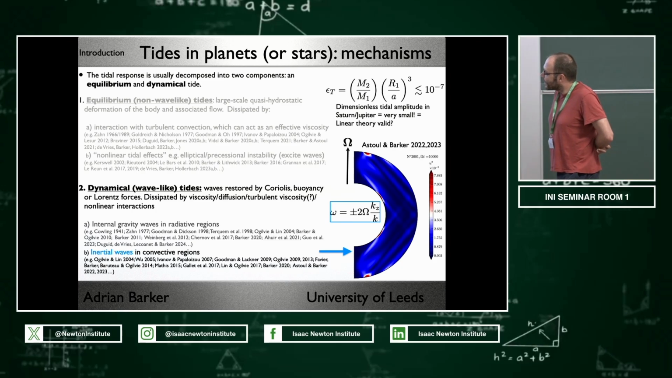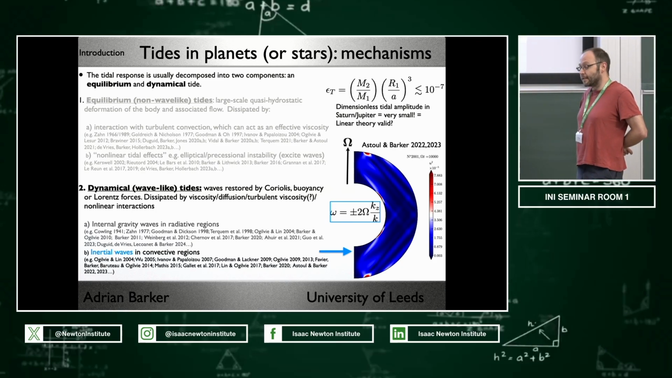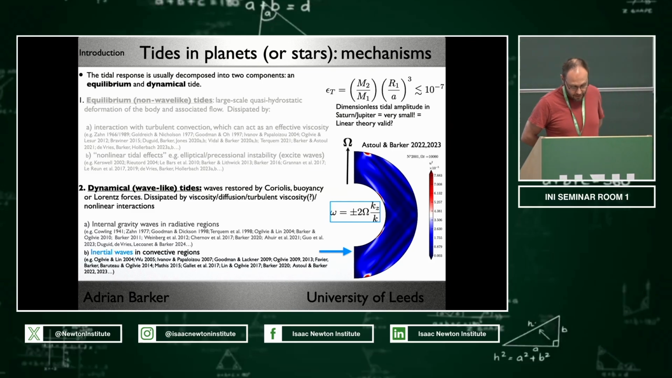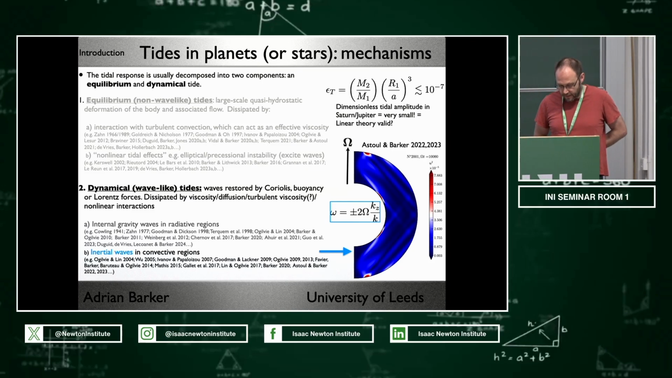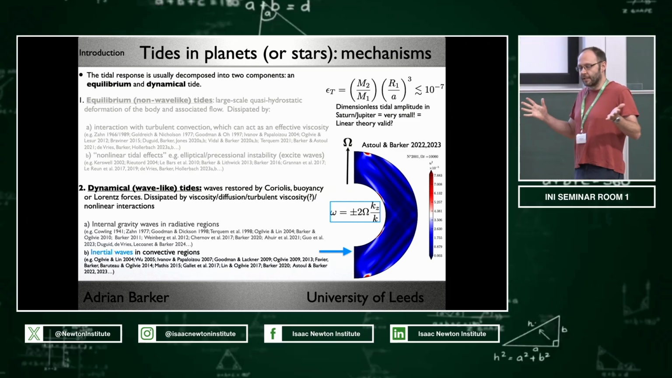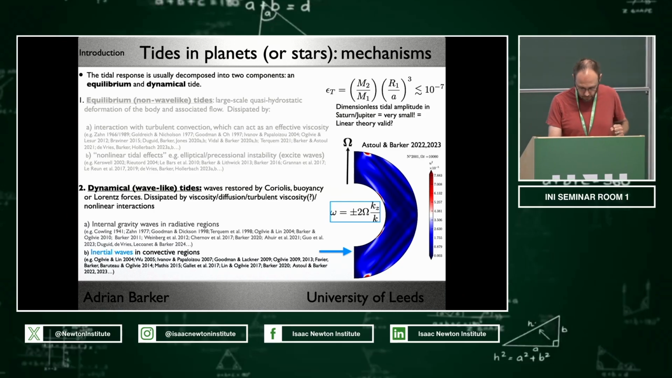On the other hand, the dominant mechanism, in some ways like tides in the Earth's oceans, is likely to be the wave-like or dynamical tide. And we can either have gravito-inertial waves in stably stratified layers or inertial waves in neutrally stratified convective regions where the stratification is close to being neutral.